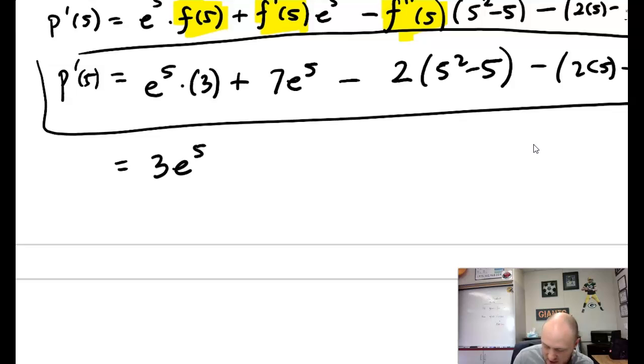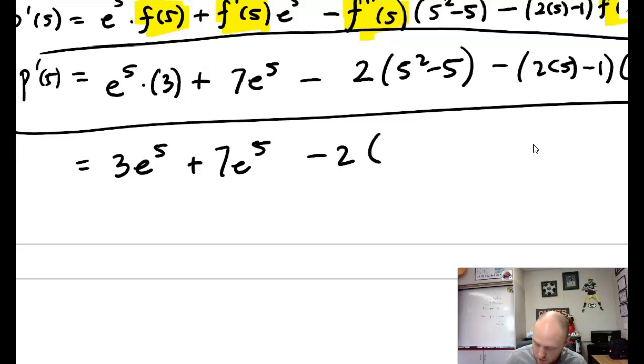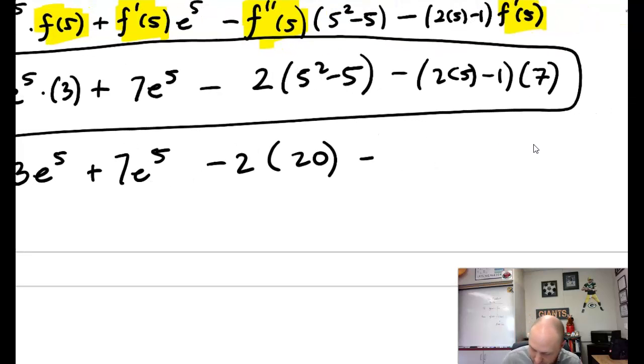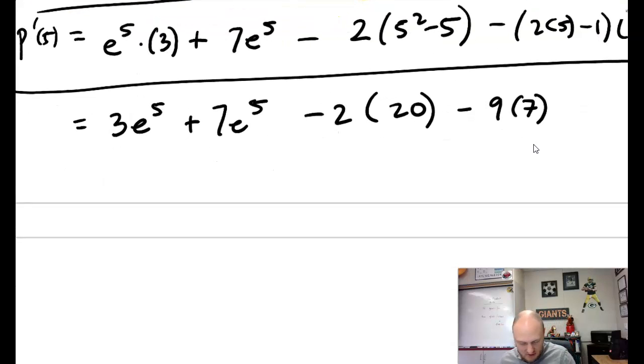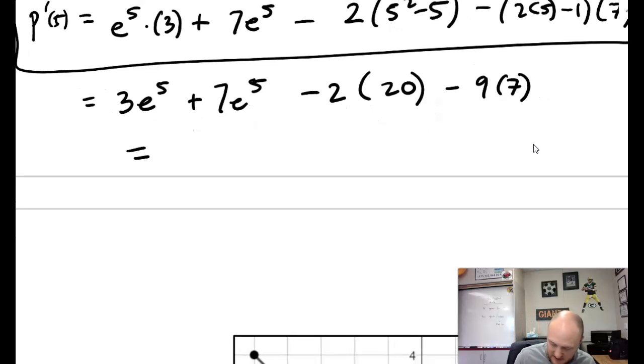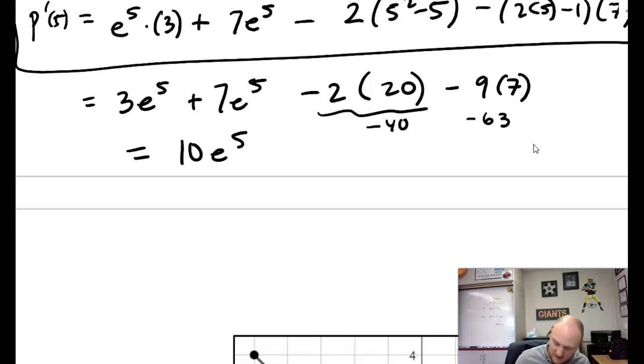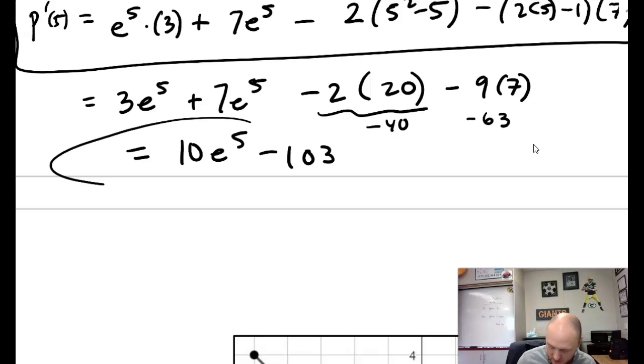So we have 3e to the 5th plus 7e to the 5th. Okay, minus 2 times 25 minus 5, that gives us 20. Minus, what do we got here? 10 take away 1, that's 9 times 7. Oh, going to test me on my 9s. Okay, and then kind of simplifying this gives us 10e to the 5th. That's going to be negative 40. This is going to be negative 63. So we get negative 103, and I got it right.